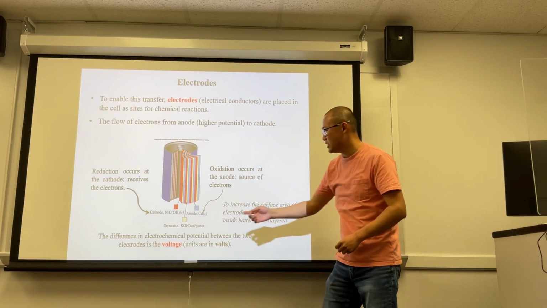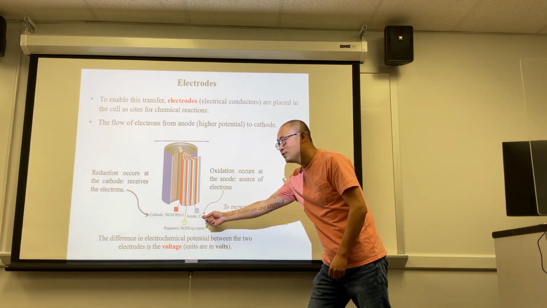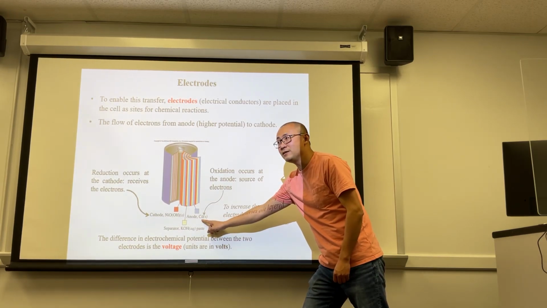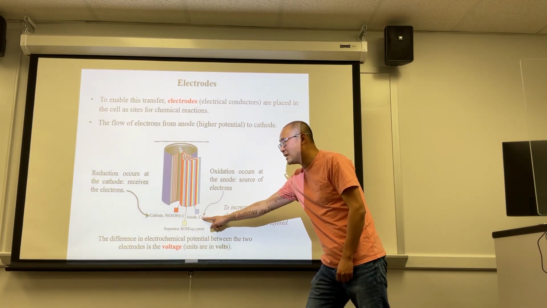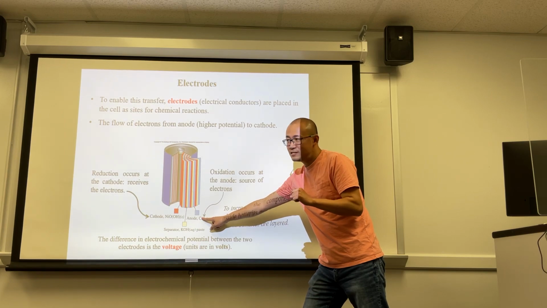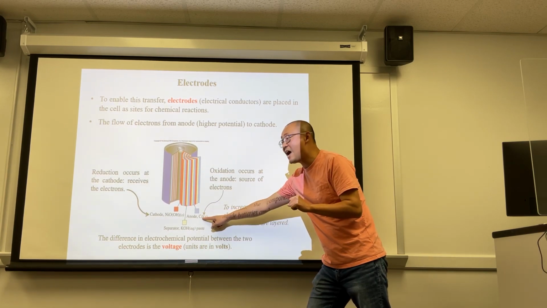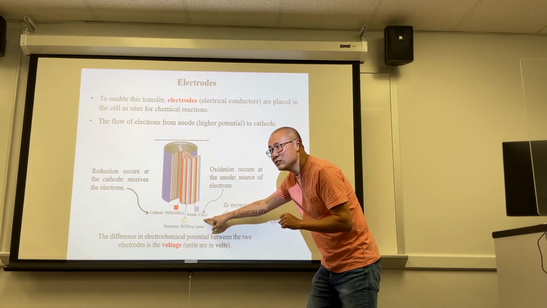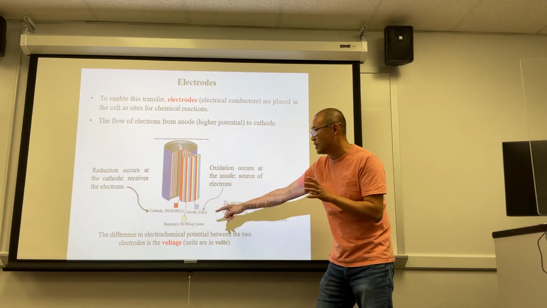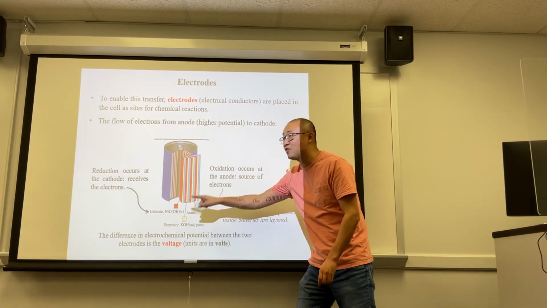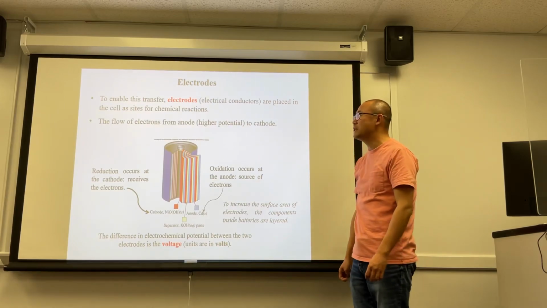Now, because we have two half reactions, take one half reaction, like here, cadmium. What happened to cadmium? Losing electrons, is that right? When cadmium loses electrons, we call the reaction oxidation. So the electrode where oxidation happens, where losing electrons happens, is called the anode of the cell.